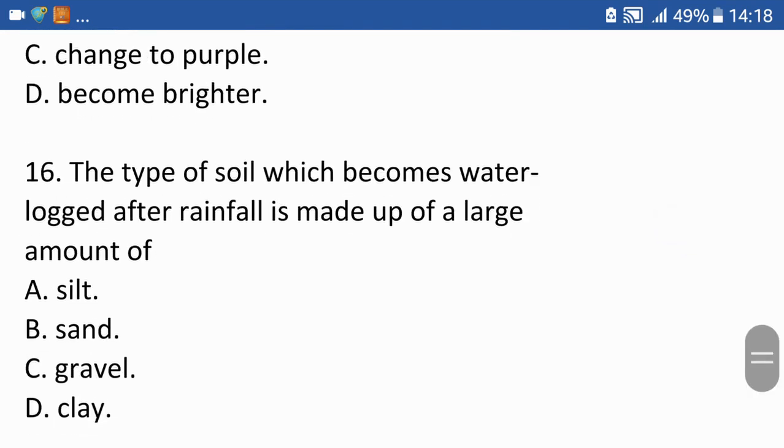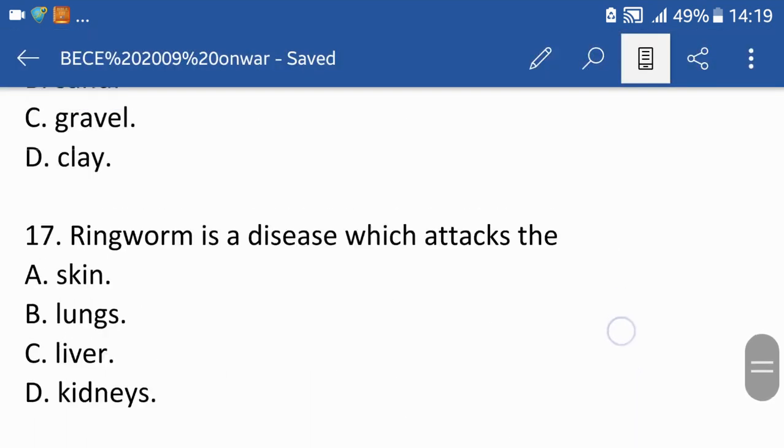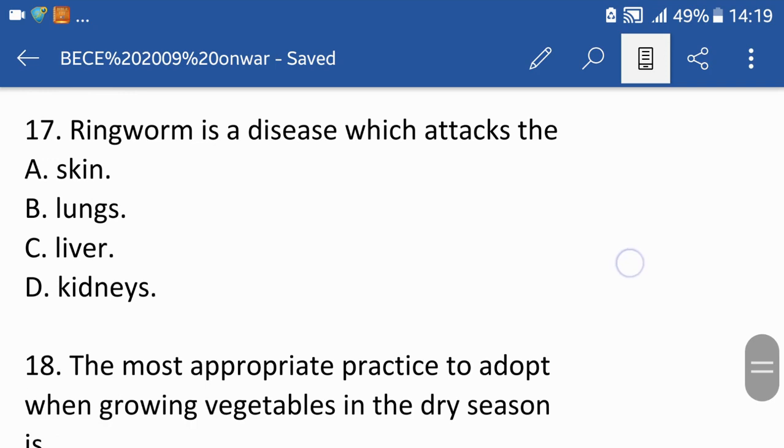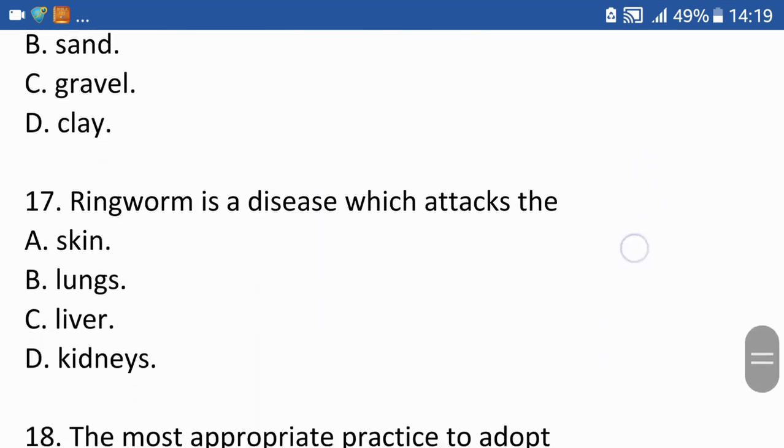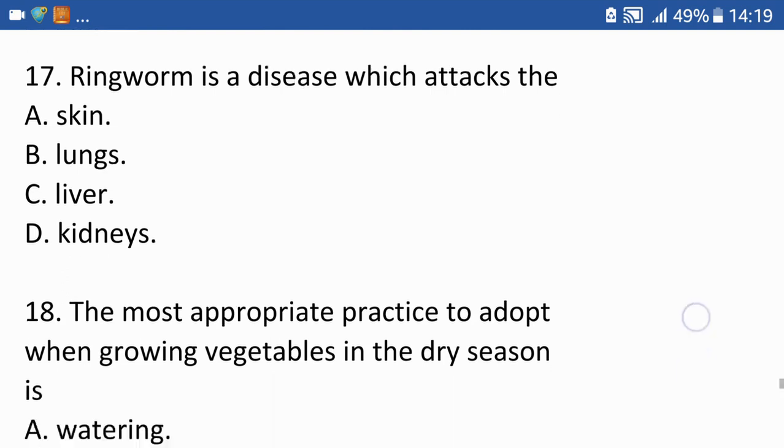Question 16. The type of soil which becomes waterlogged after rainfall is made up of a large amount of. Question 17. Ringworm is a disease which attacks the.